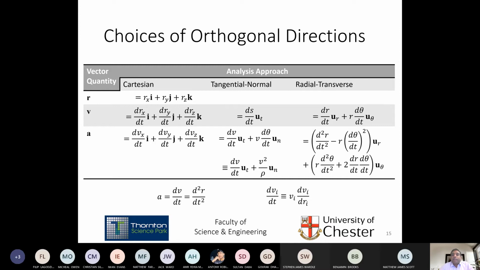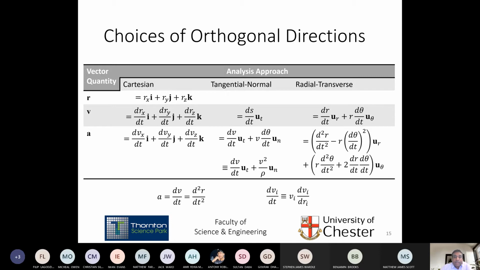We saw that video last year, if you remember, a train coming down from the top of a mountain down to the bottom. It comes down in a spiral, and there you can use these radial transverse coordinates. And acceleration then is the derivative of that.